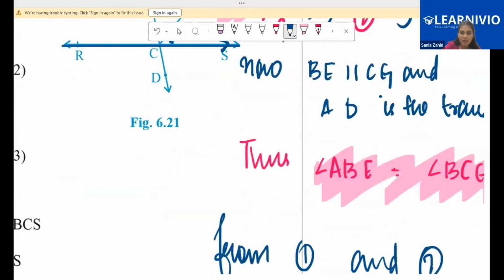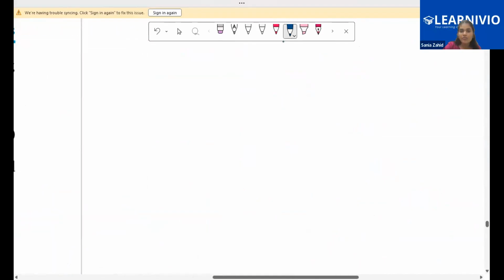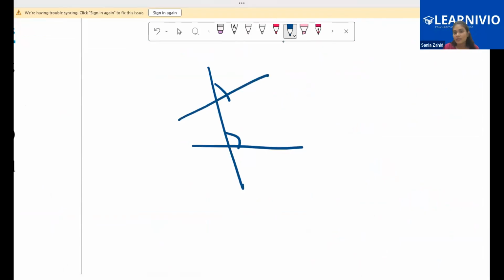Now see children, what happens? If I draw a figure like this, this angle and this angle are also corresponding. Angle 1 and angle 2, these are also corresponding. But these angles are not equal. Why are they not equal? Because this line and this line are not parallel. So corresponding angles of parallel lines are equal.